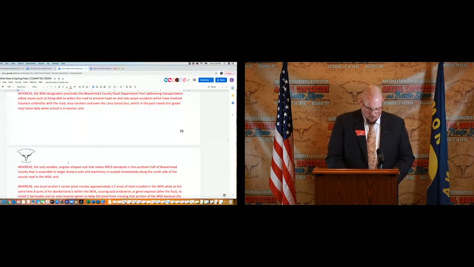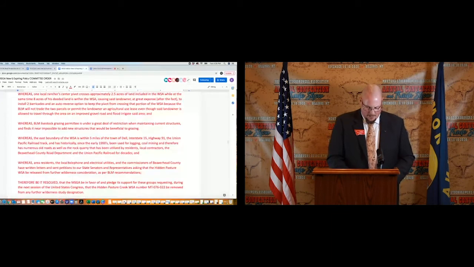And whereas one local rancher's center pivot crosses approximately 2.5 acres of land included in the WSA, while at the same time 8 acres of his deeded land is within the WSA, causing said landowner at a great expense to install 2 barricades and an auto reverse option to keep the pivot from crossing that portion of the WSA, because the BLM will not trade the 2 parcels or permit the landowner an agricultural use lease, even though said landowner is allowed to travel through the area on an improved gravel road and flood irrigate said area. And whereas BLM livestock grazing permittee is under a great deal of restriction when maintaining current structures and finds it near impossible to add new structures that would be beneficial to grazing.